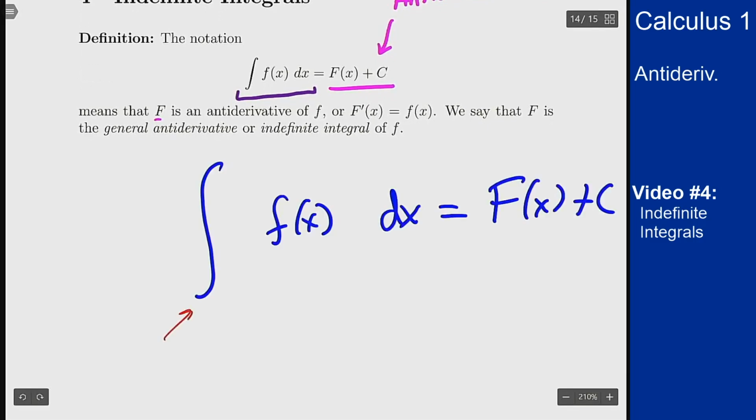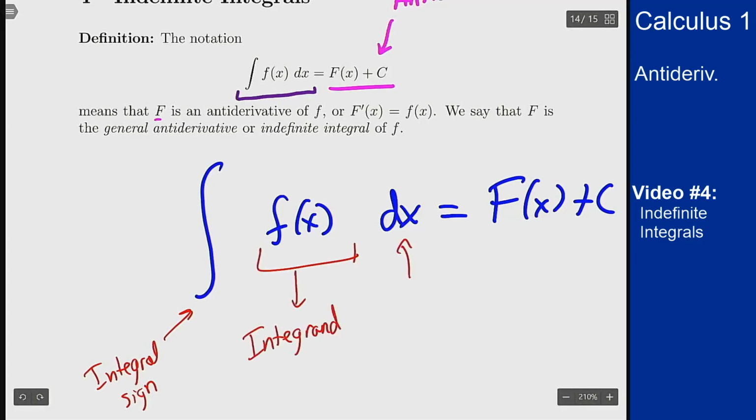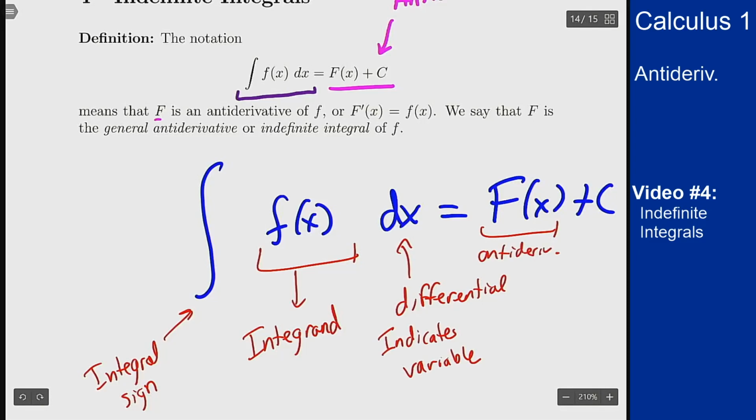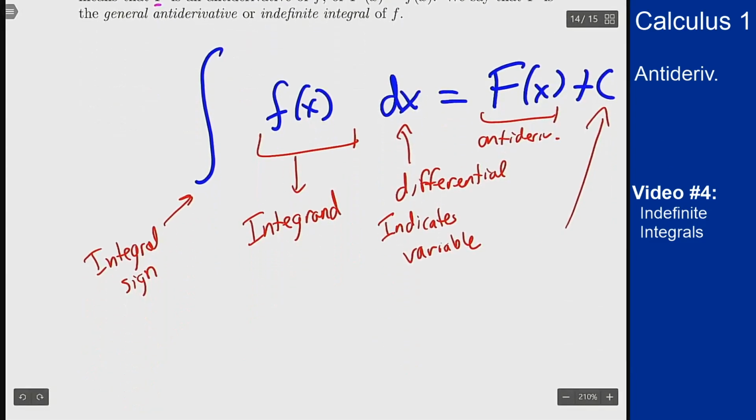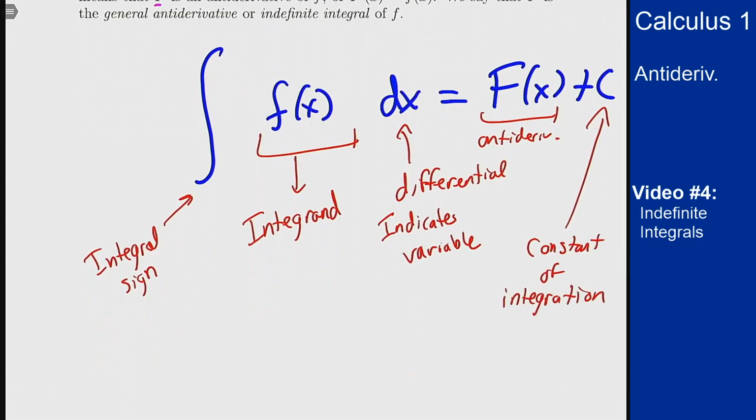this thing here is our integral sign. It's how we notate what's going on here. The function f inside is called the integrand. This dx is a differential. Its main point is to indicate what variable we're using for this integration. And then on the right, you have your normal things. This is your antiderivative. And then this c is usually referred to as the constant of integration. It's the same plus c we had before, just now written in this context.